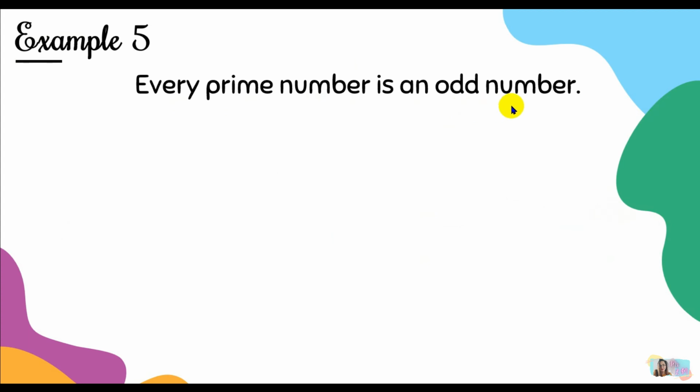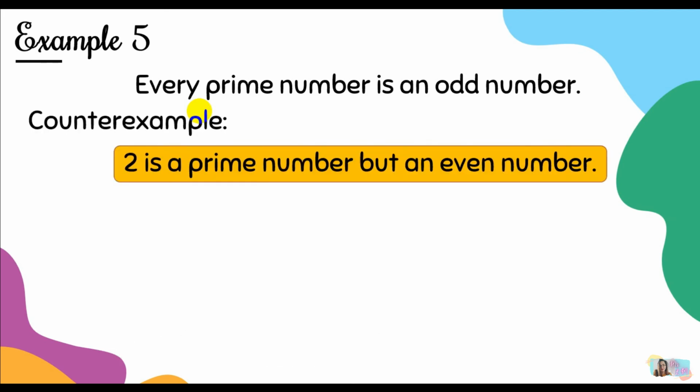Every prime number is an odd number. So, this is our conjecture. So, halimbawa daw po, at ito yung conjecture natin, masasabi ba natin na ito yung true? Lahat ba ng prime number is odd number? The correct answer is no. And meron tayong nag-iisang prime number na hindi odd number, and that is 2. 2 is a prime number, but it is an even number. So, that means itong conjecture na to based from example or observation is not true.